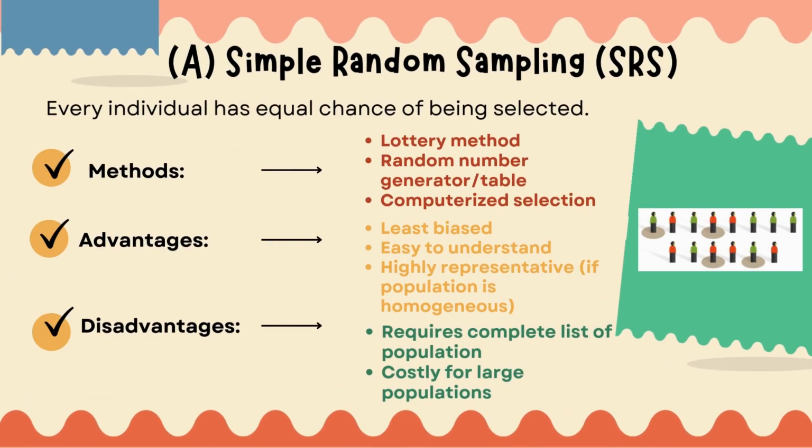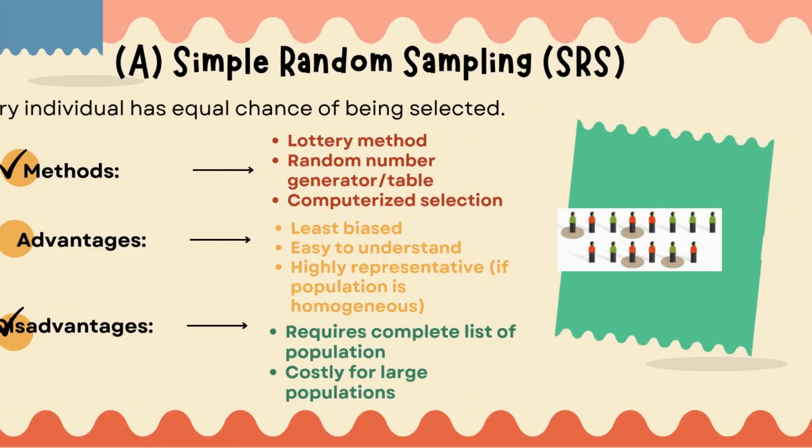The first probability technique is simple random sampling, SRS. Under this method, every individual unit in the sampling frame has an equal chance of being selected. The advantages are it is considered the least biased and is easy to understand. It is also highly representative if the population is homogeneous. Methods. Selection can be executed via the lottery method, random number generator, or computerized selection. But there are disadvantages also. It necessitates a complete list of the population and can be costly for a very large population.